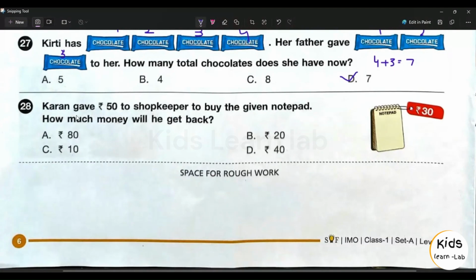28th question, Karan gave 550 rupees to the shopkeeper to buy the given notepad. How much money will he get back? So 50 minus 30 is equal to 20. 0 minus 0, 0. 5 minus 3 is 2, 20 rupees. So option B is the right answer.